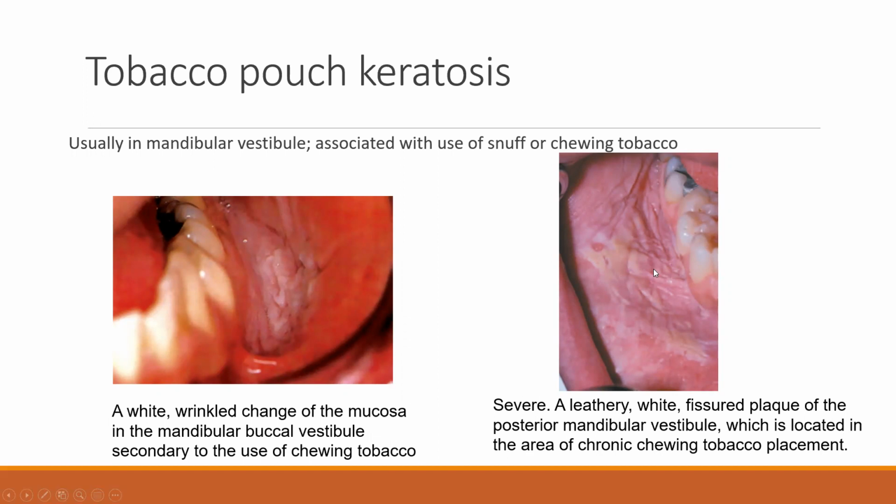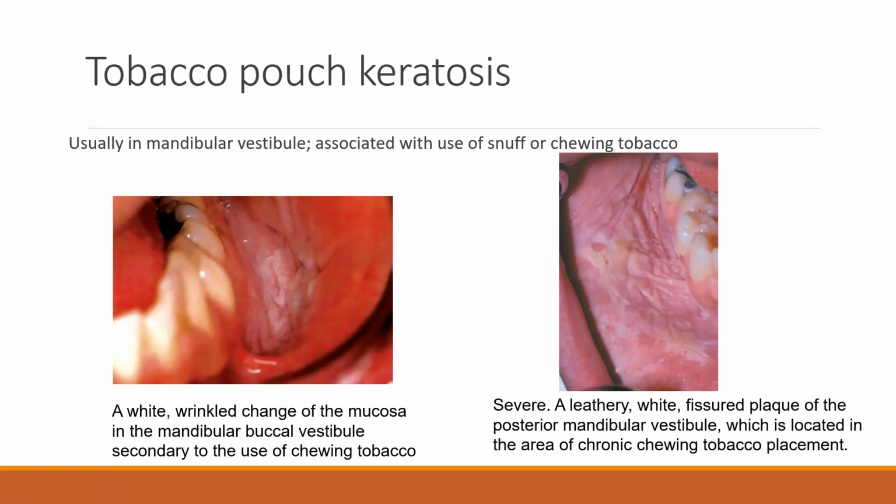And this lesion does not develop just within a few days. It takes time. It takes years to develop this lesion. Say approximately at least 5 years is needed to have a pouch keratosis caused by tobacco. And how do we differentiate this lesion?